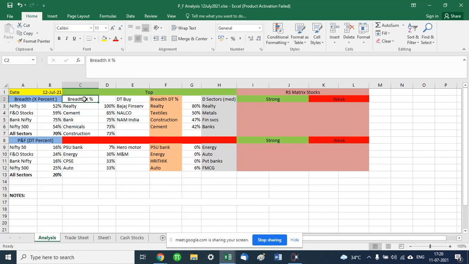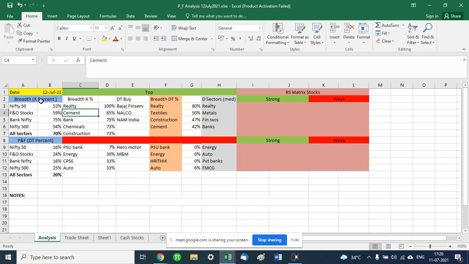This is the X% breadth, this is the double top percent breadth. So you can see here both in X% and in double top percent, realty index is most bullish. The sector report is also confirming realty is very bullish. We find cement, construction as common names in X% and double top percent. So these are all bullish sectors: realty, cement, construction. So we can look for stocks within these sectors to take long trades on.